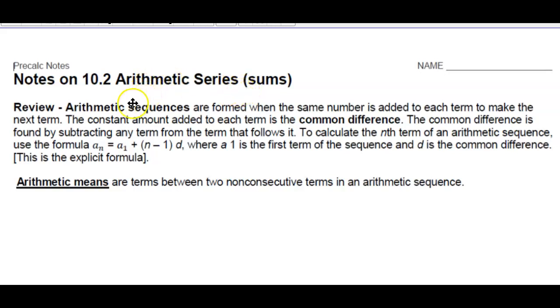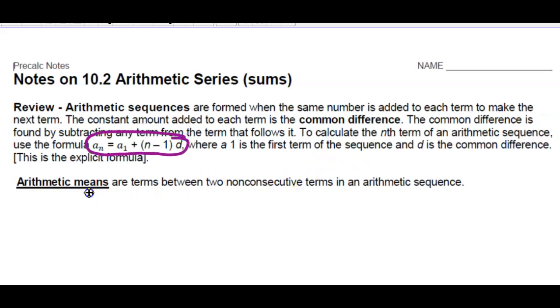An arithmetic sequence is formed when the same number is added to each term to make the next term. The constant amount being added is called the difference. Remember, we did these on day 1 of this week. The common difference is found by subtracting any term from the term that follows it. To calculate the nth term, we use this, which was called the explicit formula.